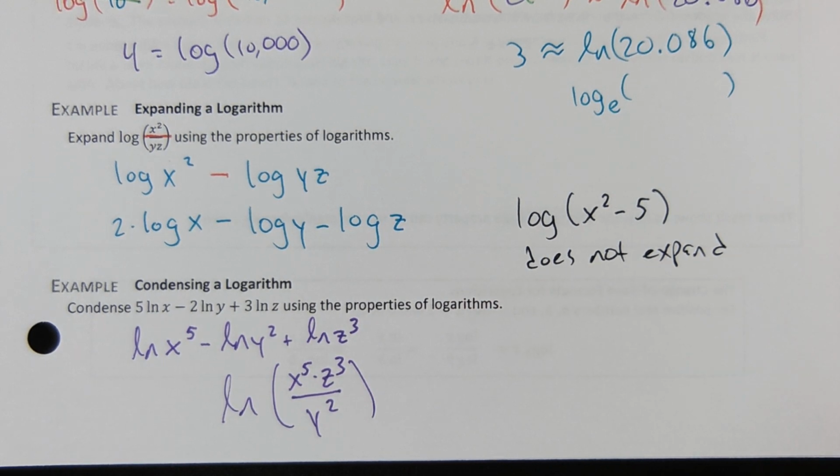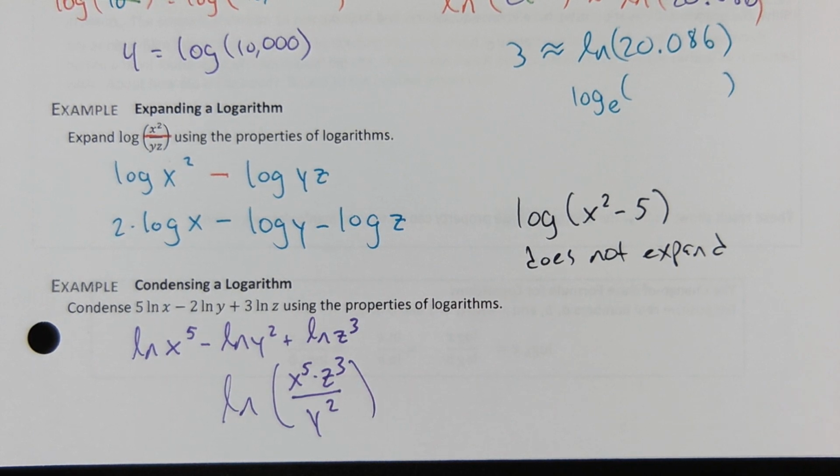Unfortunately. Yes, sir? For the answer, do you have to have the multiplication dot? No, the multiplication dot? No. You could have just written the x to the fifth, z to the third next to each other. I just put it there because I said they were multiplied. But yeah, no, it's not necessary. Ilya, what's up?